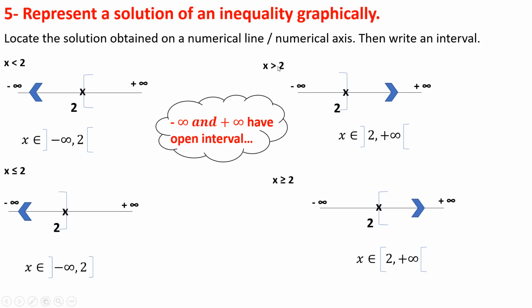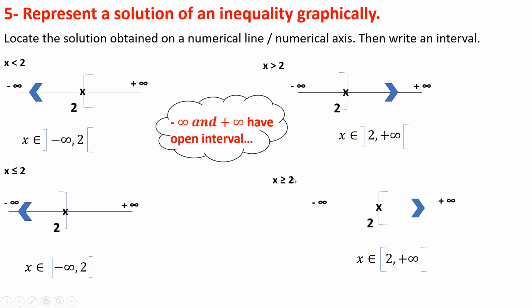Since it's greater than 2, it's going towards the plus infinity, towards the positive. So I draw this arrow going towards the positive infinity. I look here, do I have "or equal"? No. So my interval should be open, so my hands are drawn outside. And this is open on the 2 and open on the plus infinity.